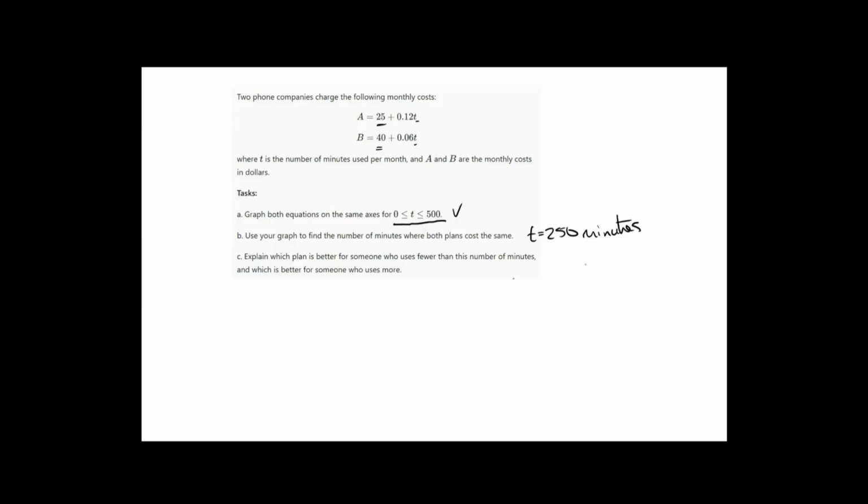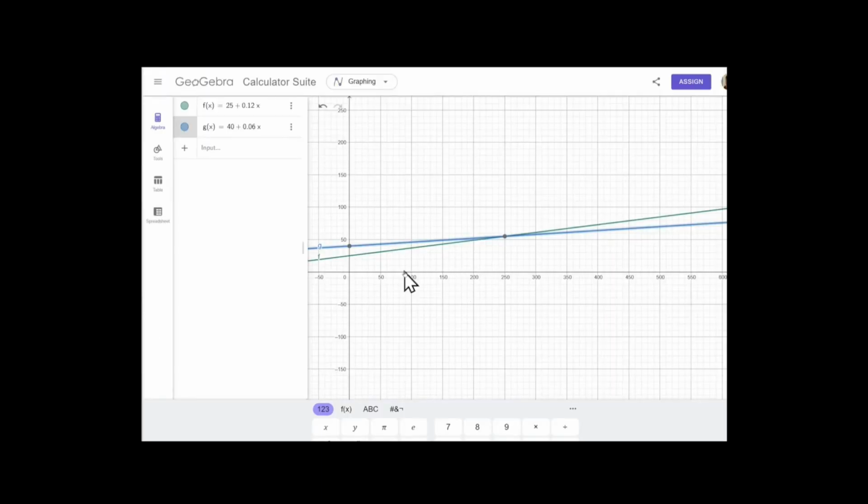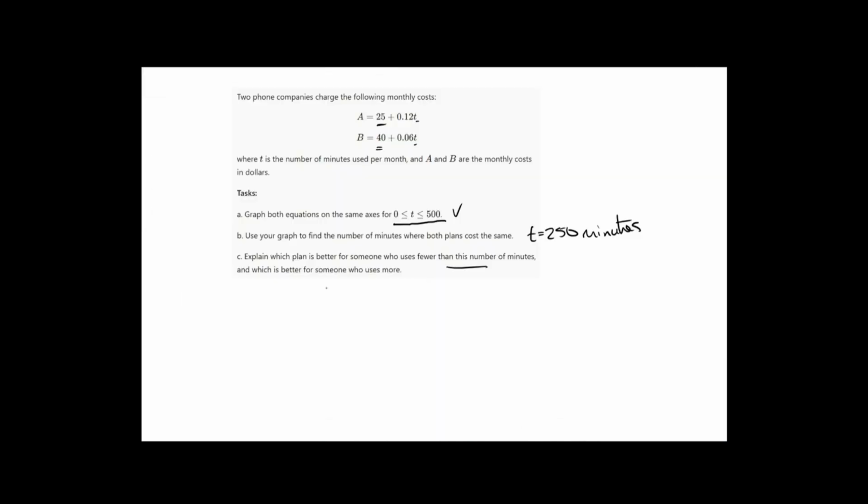Explain which plan is better for someone who uses fewer. So if we go into GeoGebra again, the green plan is better for people who use fewer, and the blue plan, which is plan B, is going to be better for people who use more minutes than that. I mean, if you're talking 250 to 500 minutes a month, wow, okay.